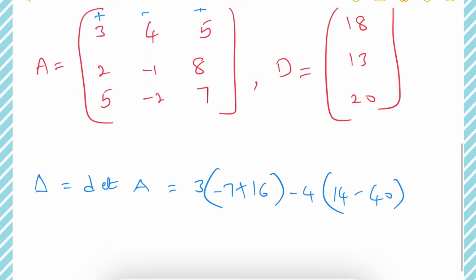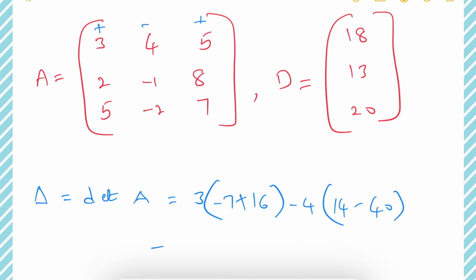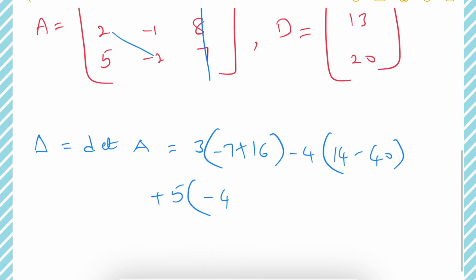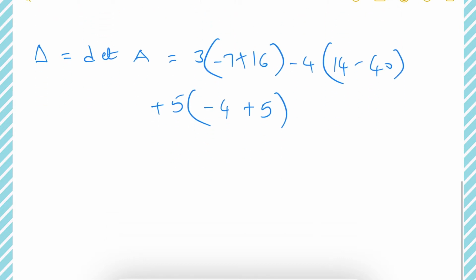Next, the last element, that is plus 5 into, if we remove that row as well as column, 2 into minus 2, it will become minus 4, minus 5 into minus 1, minus 5. Already minus is there, so it will become plus 5. Okay, let us simplify this now.